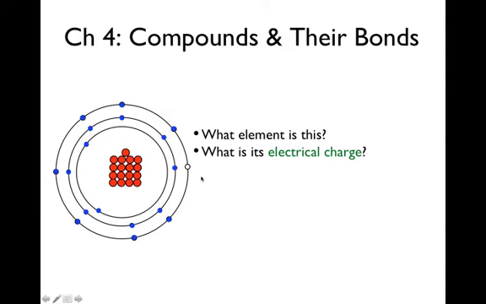Now we can ask the next question. How many valence electrons does it have? Well, valence electrons are the electrons in the outermost shell. So let's count them up. 1, 2, 3, 4, 5, 6, 7 valence electrons.